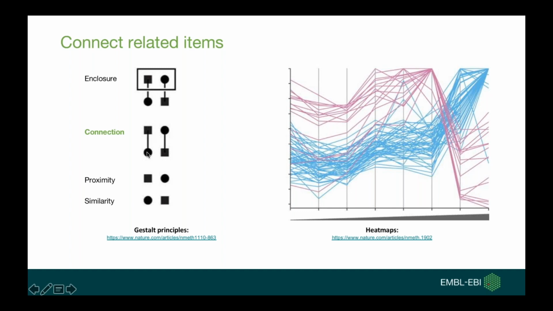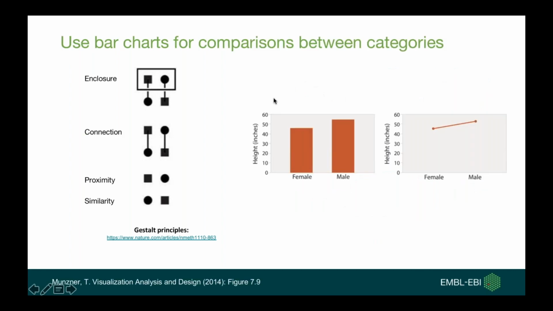Connection is even stronger. So if you draw a line between these items, you override the principle of proximity. And the closure is even stronger than that. So again, you see these two things as being connected because they are framed, even though there is a line between them. So the parallel coordinate plot effectively replaces the heat map by using connection to connect the data points. This can also be misused.